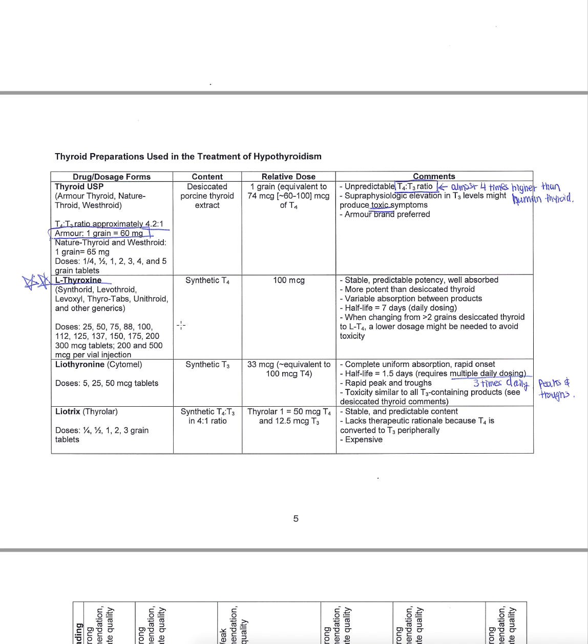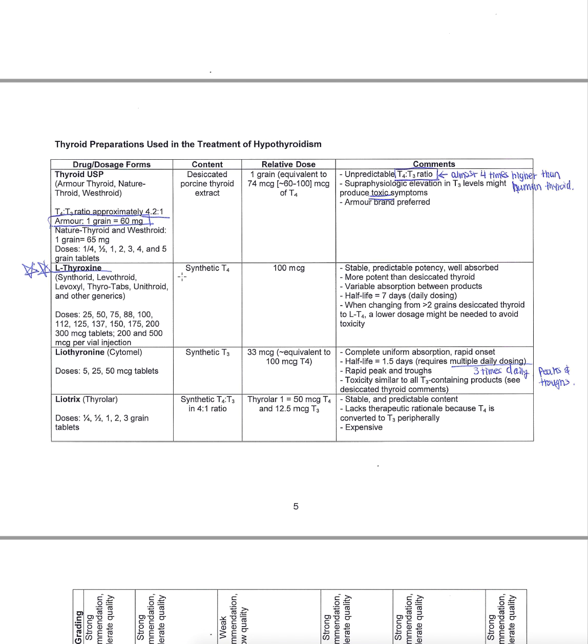So what you need to remember is it is an animal source, it has an unpredictable ratio and much higher T3, so it's not preferred. L-thyroxine, or synthetic T4, mainly known as levothyroxine, is really the drug of choice for treating hypothyroidism. It comes in many different brands and generics now, and there are a lot of dosages available, which makes it really easy for us to titrate the dose up. It is stable, with predictable potency, well absorbed. It is more potent than desiccated thyroid.